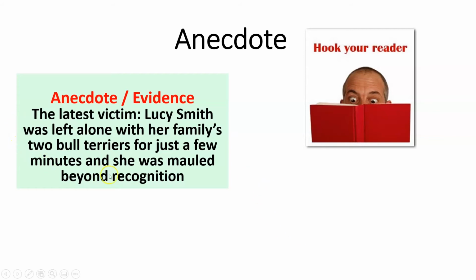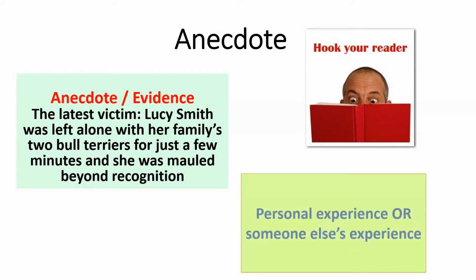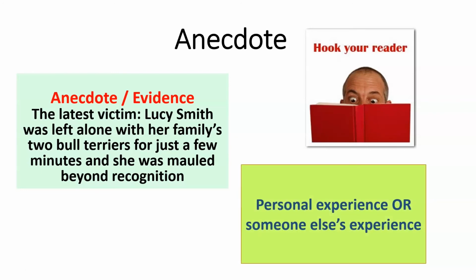But then you can see that right here, we're also using lots of emotive language like mauled, beyond recognition, quite emotive, right? We're talking about words like latest victim. And these are examples of emotive language that you can use in an anecdote as well to convince your reader. Okay, so it comes from personal experience or someone else's experience.